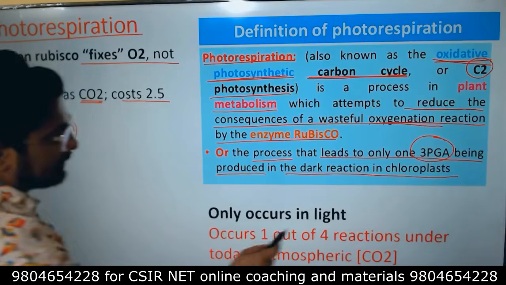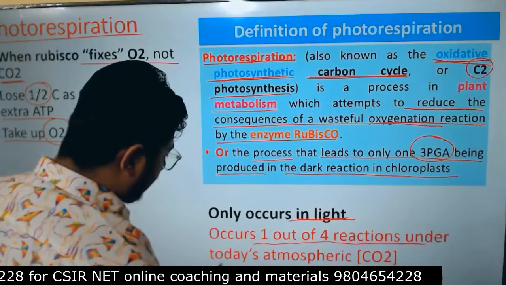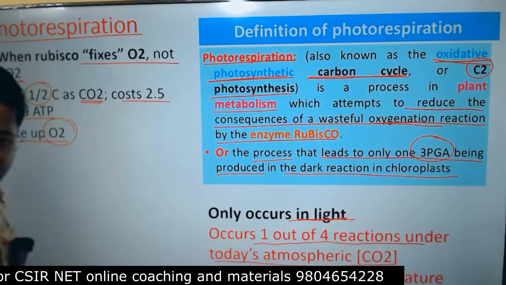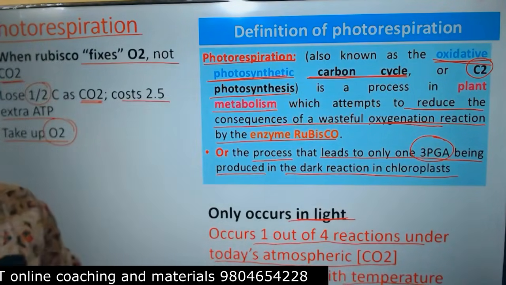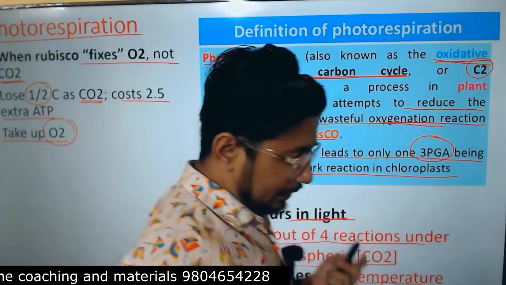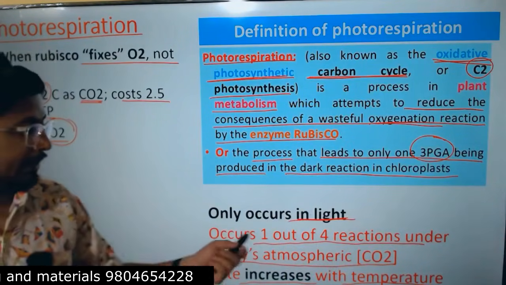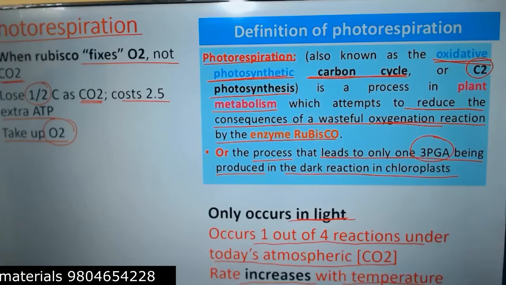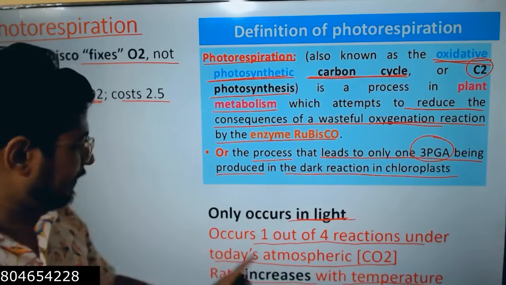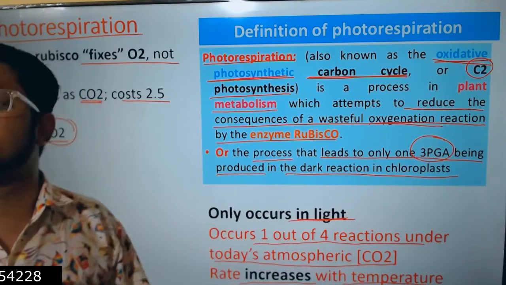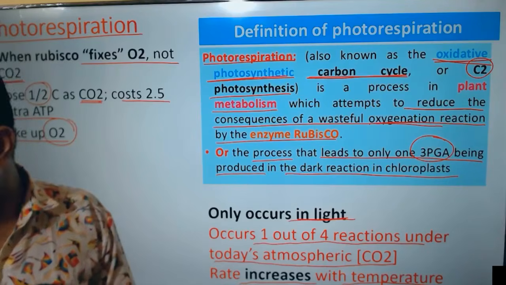This process only occurs in the presence of light. It occurs in 1 out of 4 reactions under today's atmospheric carbon dioxide concentration. And it also increases with temperature. Why? Because the more the temperature, the more the demand for water and supply to the plant cell. And also in higher temperature, this process of oxygen utilization increases. So it occurs in light, occurs higher in higher temperature, and occurs in 1 out of every 4 reactions that are occurring in the plant right now in this current world scenario of CO2 concentration around the globe.